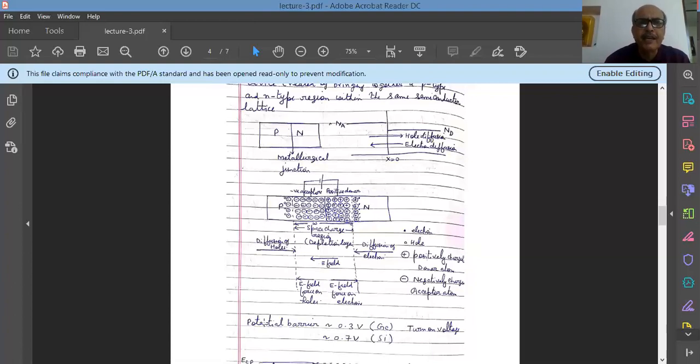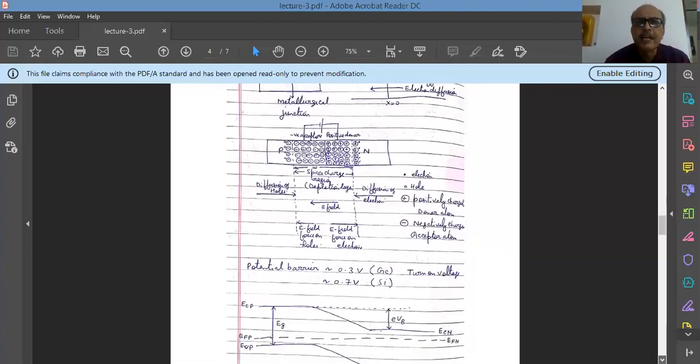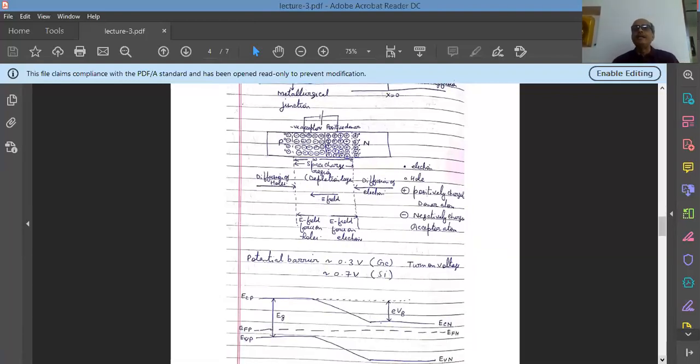And this potential barrier here is of the order of 0.3 volt for germanium and 0.7 volt for silicon diode. This barrier voltage here is also called turn on voltage. In some cases, you will see that people call it the knee voltage also. So barrier voltage, turn on voltage, knee voltage, basically these are all synonyms. So they all mean the same thing. That means there is a barrier. If the electron wants to move from N side to P side, they have to surmount this barrier, and the same thing holds for the holes coming from P to N also.